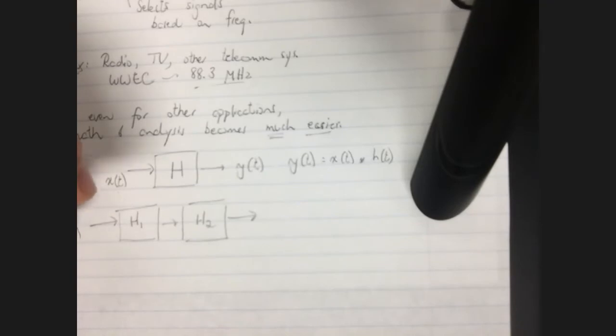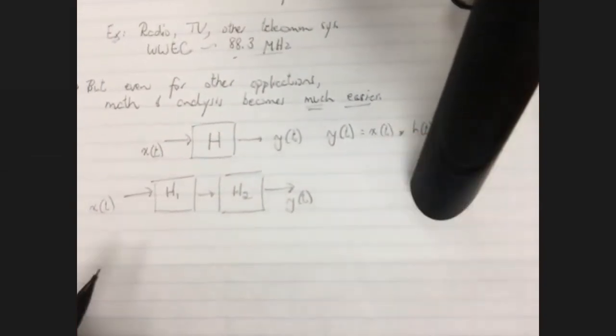Now, if you happen to have something like this, let's say a couple of systems, H1, H2, like this, and then you've got, let's call it X right here, and then Y right here. So we've got X as our input, and then we simply have two basic systems connected one right after the other, nothing fancy. Well, right off the bat, my Y of t is going to be X convolution H1.